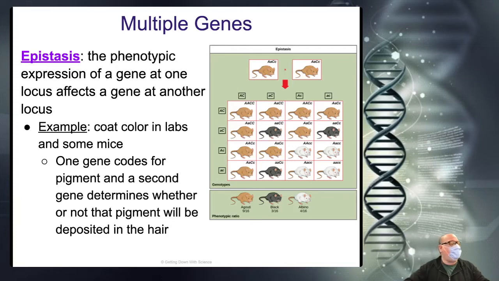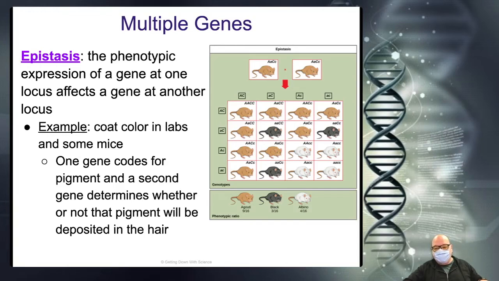So, here's an example. Coat color in labs. I don't even mean science labs, I mean the dogs. And some mice. One gene codes for pigment. And the second gene determines whether or not that's even going to be on. It doesn't matter what pigment they have if the epistatic gene is not activated. So take a look at these mice here.